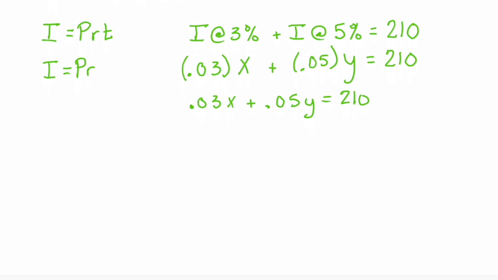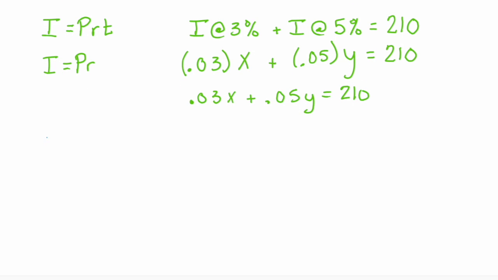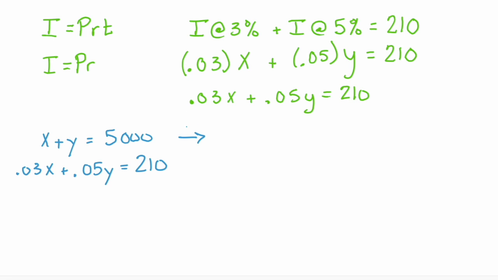So now we have our two equations. We have x plus y equals 5,000. And we have 0.03x plus 0.05y equals 210. We want to use elimination for this problem. So we want to rewrite one of the equations so that we can add them and eliminate a variable. We're going to multiply that first equation by negative 0.03.